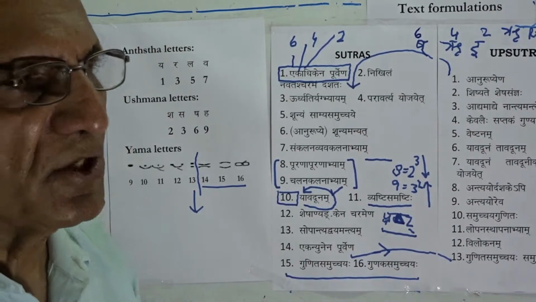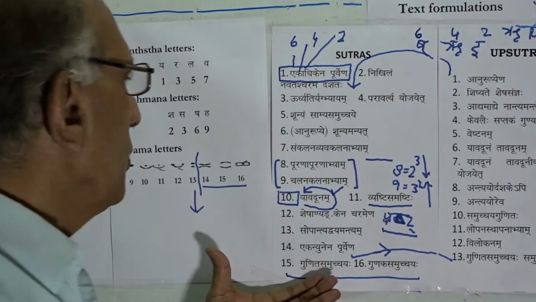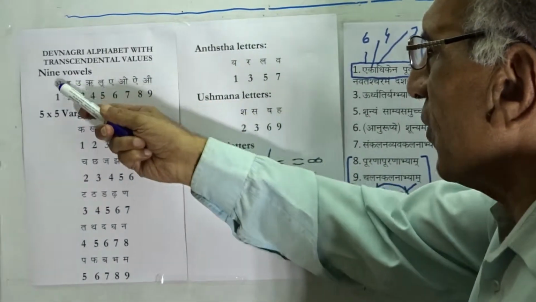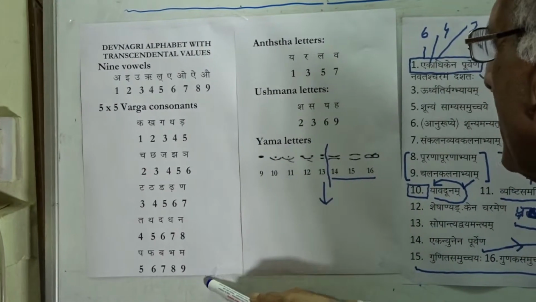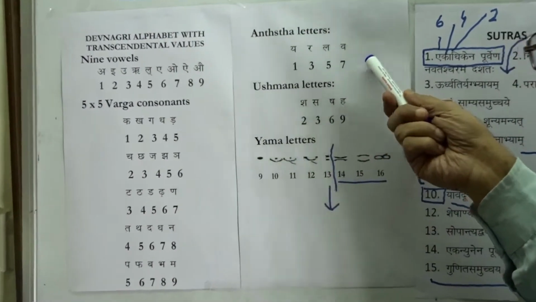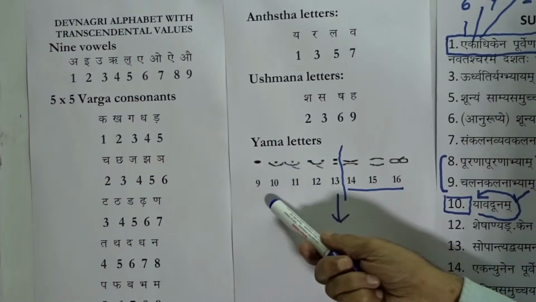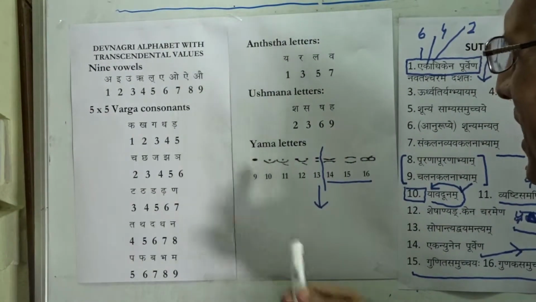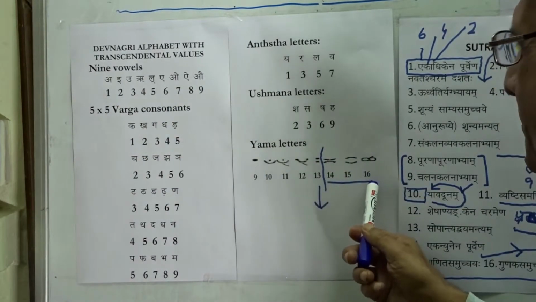Once these features are properly comprehended and appreciated, let us make another chapter in our TCV dictionary as to how the Devanagari alphabet is formatted. This Devanagari alphabet format is of 9 vowels, 25 Varga consonants, 4 Antastha letters, 4 Ushmana letters, and 8 Yama letters. These give us actually the values range 1 to 16.